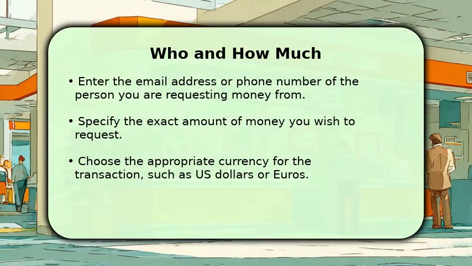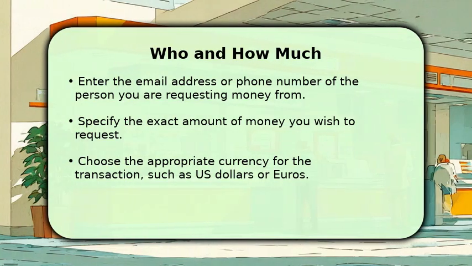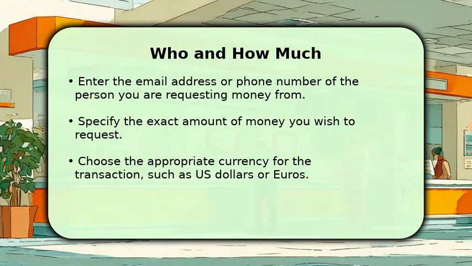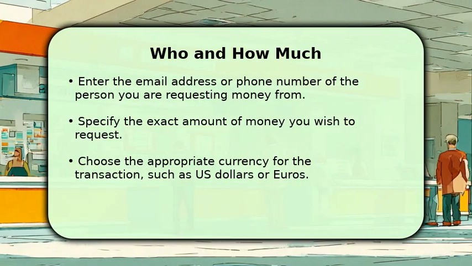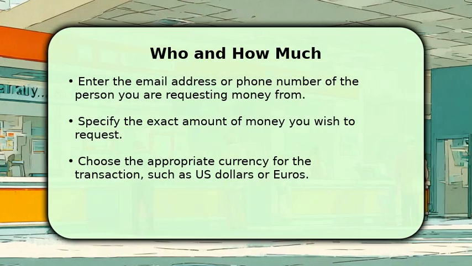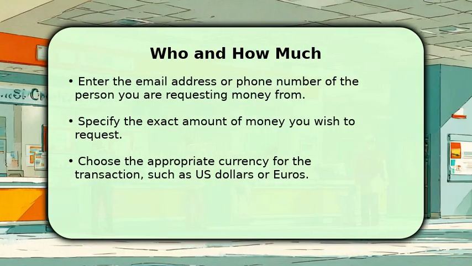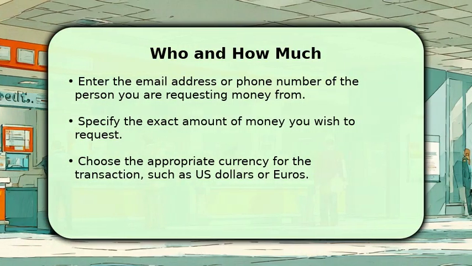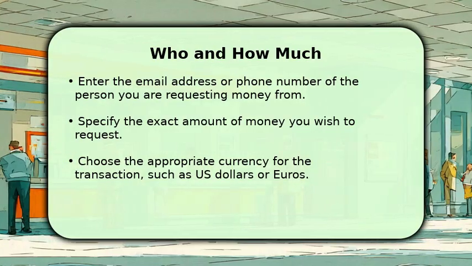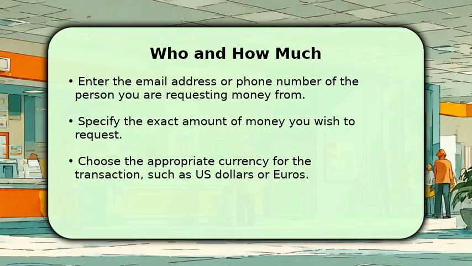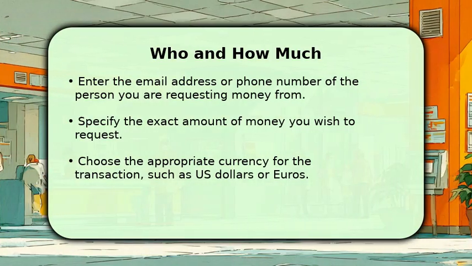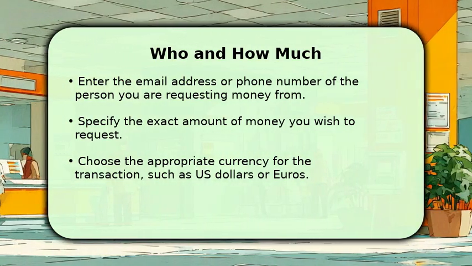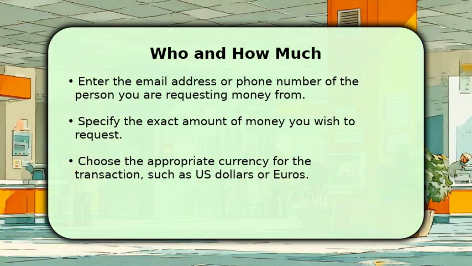Next, you will need to provide the essential details for your request. Start by entering the email address or phone number of the person from whom you are requesting funds. Accuracy here is key to ensure the request reaches the correct individual. Then, specify the exact amount of money you wish to receive. Be sure to also select the appropriate currency, such as US dollars, British pounds, or euros, to avoid any confusion or conversion issues for both parties involved.